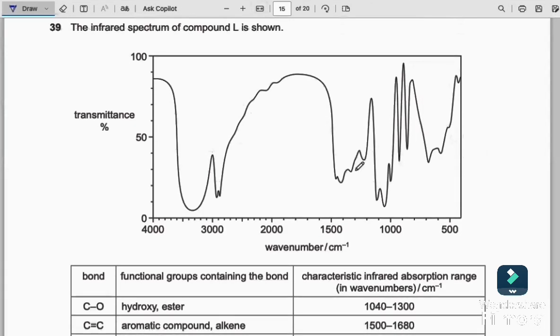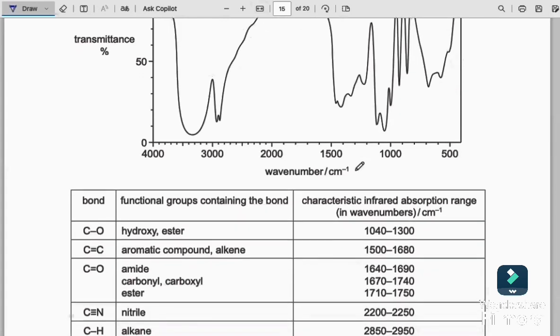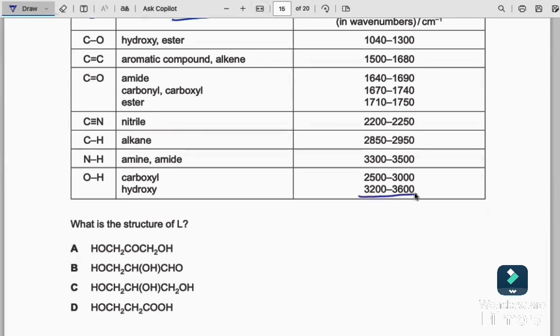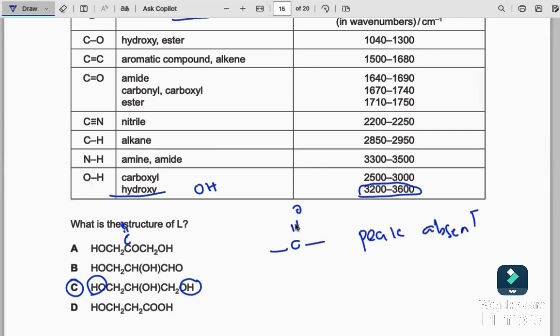Question 39. The infrared spectrum of compound L is shown. Here the bonds, functional groups and the characteristic infrared absorption ranges are given. Your question is, what is the structure of L? If you check, the broad peak at 3200 to 3600 is for the hydroxy group, the OH group. So your correct option is going to be C, because they have provided the carboxyl hydroxy group for C. And why is it not A? Because it has a C-O bond, and the carbonyl peak, the C=O, is absent here. So A is wrong, B is wrong, C is the correct answer, and D is wrong, as you can't see any carboxyl hydroxy group.